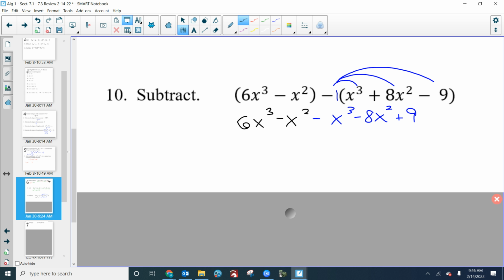Again, I like to write my highest term to lowest term as I'm subtracting. Zachary, keep it going. 6x cubed minus a 1x cubed gives you 5x cubed. Good. A negative x squared minus 8 more x squared makes minus 9x squared. Good. Plus 9. Really, all that changes is the 3 terms in the second parenthesis. They change their signs. And then once you change their signs, it's just addition. Just combine like terms like we've done there.